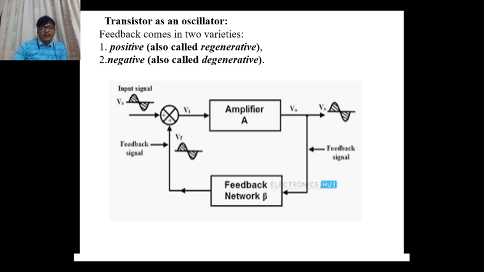Now you can see here the simple circuit. I explained the block diagram. This is the input signal, that is signal Vs, and Vi is the input signal with feedback. So you get the output here, and a fraction of the output is again given back to the input by using this feedback circuit, and the output will be observed across this.